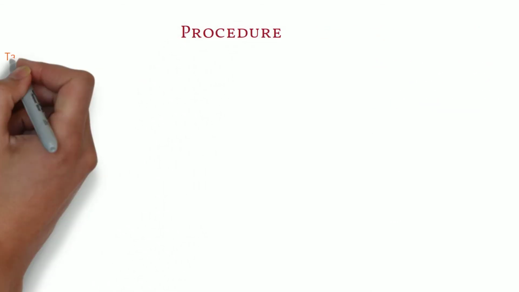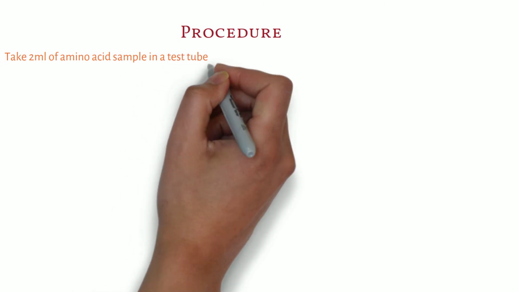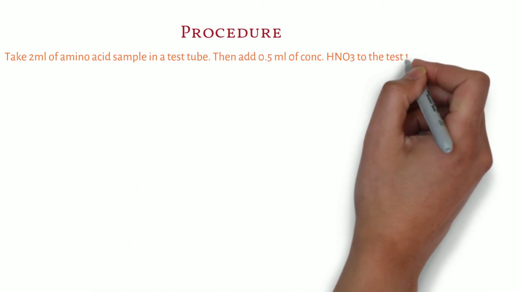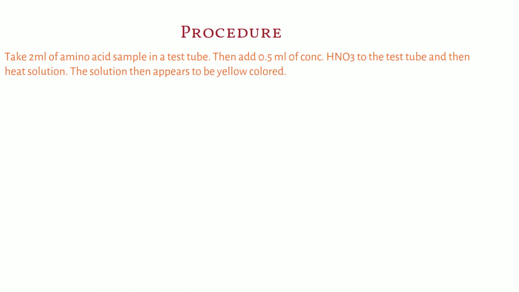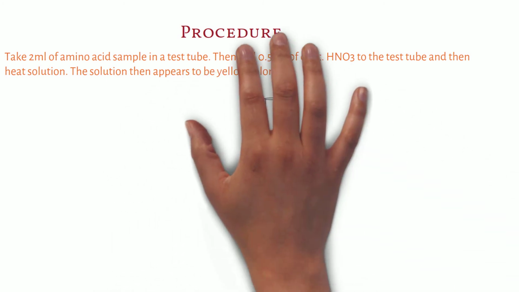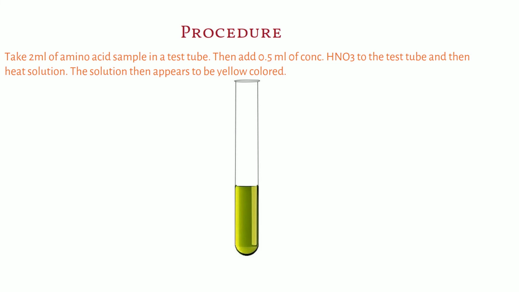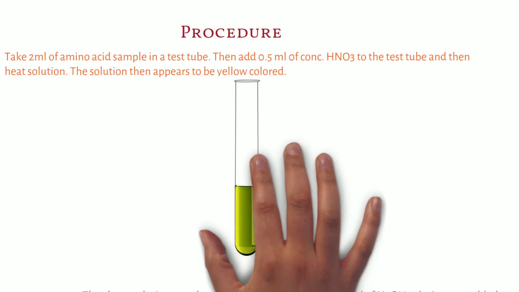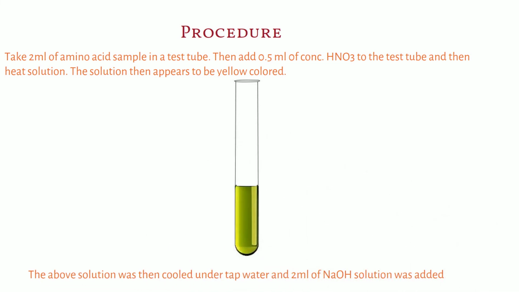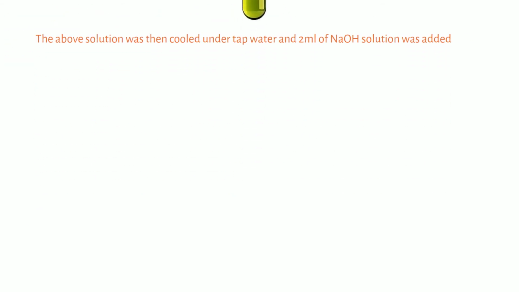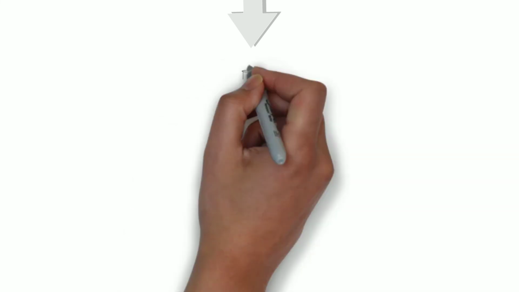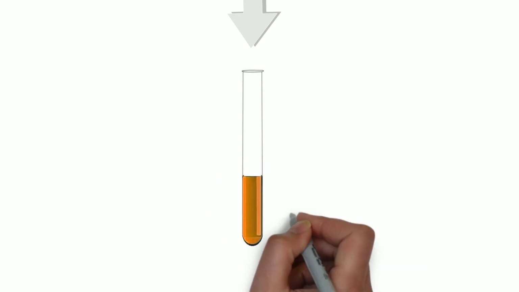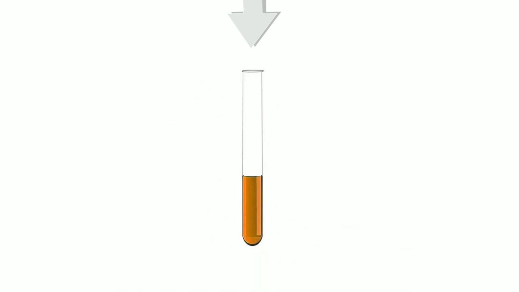Procedure: take 2 ml of amino acid sample in a test tube. Then add 0.5 ml of concentrated nitric acid to the test tube and heat the solution. The solution then appears to be yellow-colored. The above solution was then cooled under tap water and 2 ml of sodium hydroxide solution was added to make it distinctly alkaline. Here we can observe that the yellow color of the mixture changed to orange. This thus proves that the given sample solution contains aromatic amino acids.